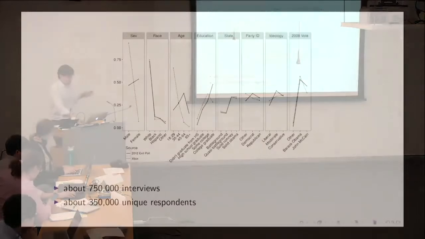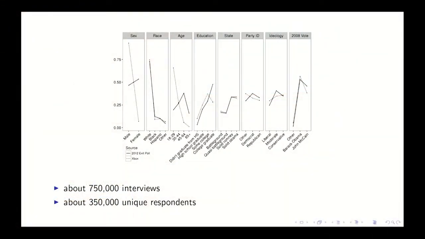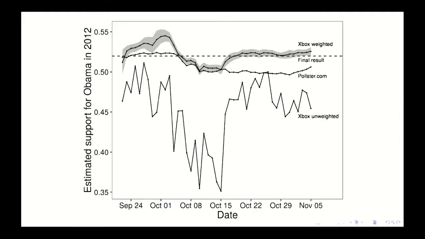So this paper, I described it in the chapter already, so I will just say briefly, the demographics of this sample are way different than the demographics of voters because they took this sample of Xbox users, which is predominantly male and young. But they had 750,000 interviews from 350,000 respondents. Then this is the unweighted Xbox sample. So it goes up and down like crazy, non-probability samples. This is Dewey defeats Truman right here.